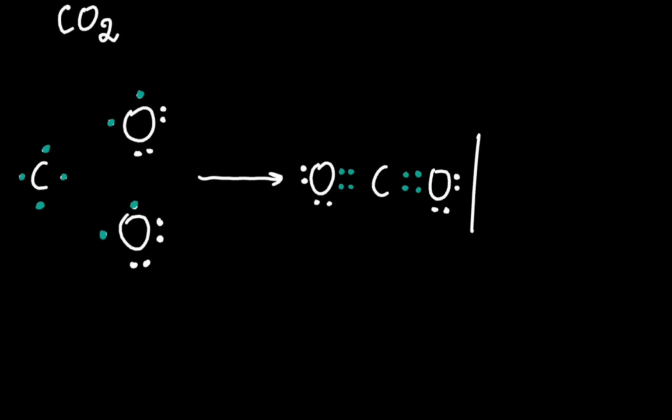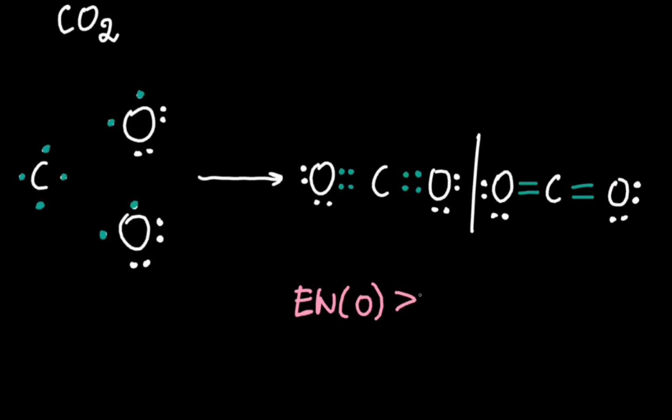To write the structural formula, we exchange bonding pairs for bonds. On each side, we have 2 pairs, so we get double bonds between the oxygen and carbon atoms. Oxygen's electronegativity is higher than carbon's, so it will get a delta minus sign and carbon a delta plus.